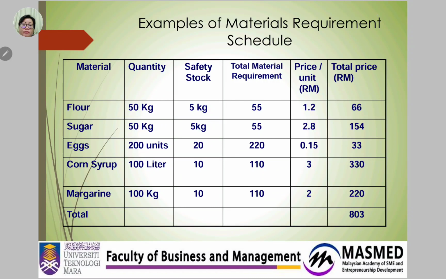If you want a more specific example, you can use something like this. For example, you're running a bakery. You need flour, sugar, eggs, corn syrup, margarine. This is the quantity needed. Safety stock will be extra, or what you call inventory, just in case that particular month you get more cake orders.